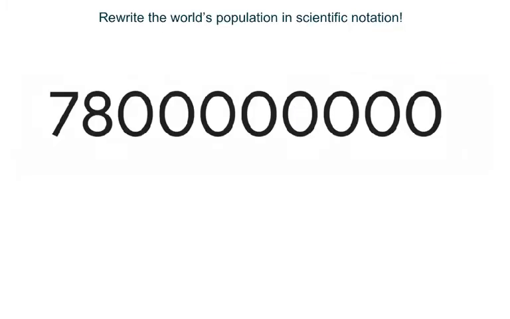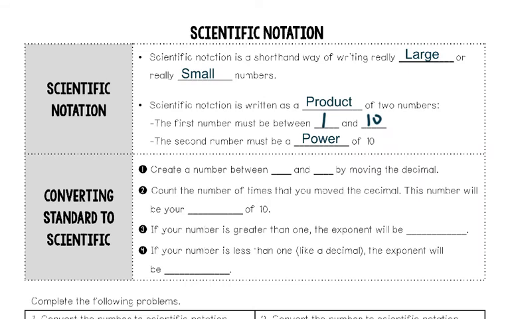So let's work together to rewrite the world's population in scientific notation. This right now is written in standard form, which means it's just a regular number, and it is written to represent the number of people in the world. We're going to rewrite this in scientific notation and maybe make it a little bit easier and a little bit fewer digits. To do that, we're going to follow 4 steps.